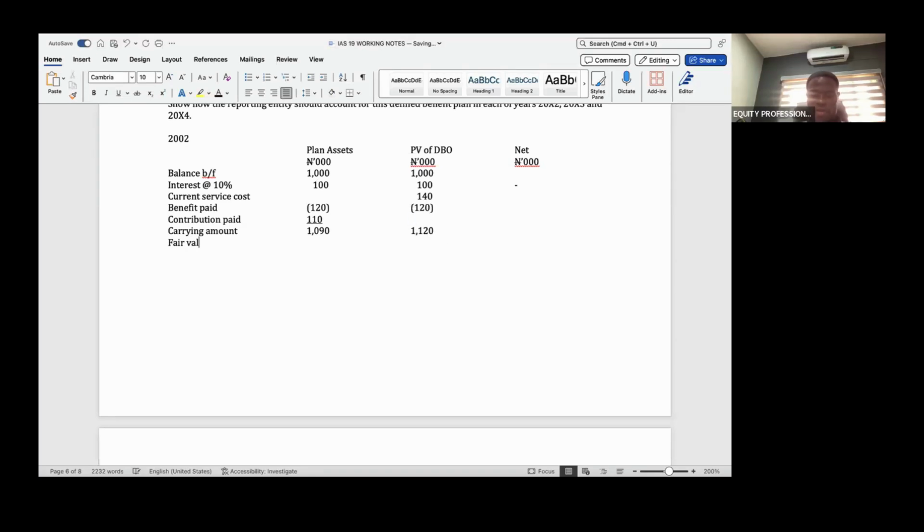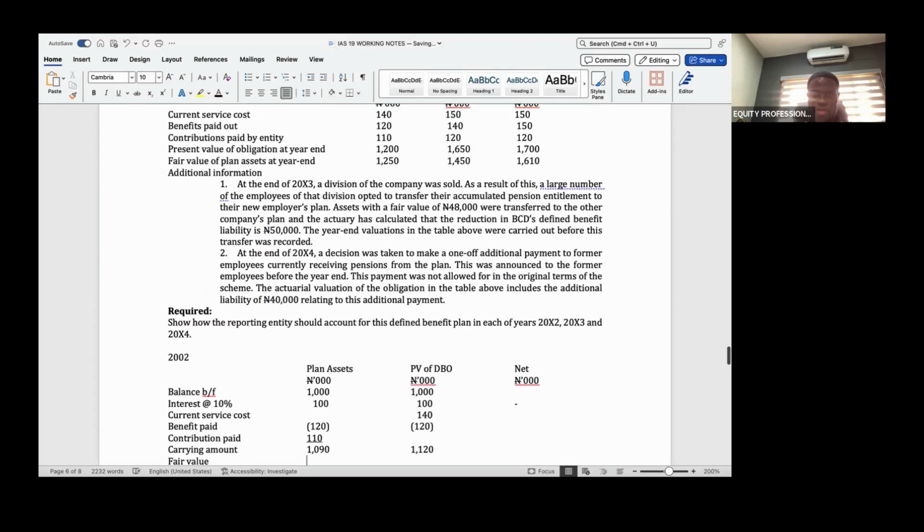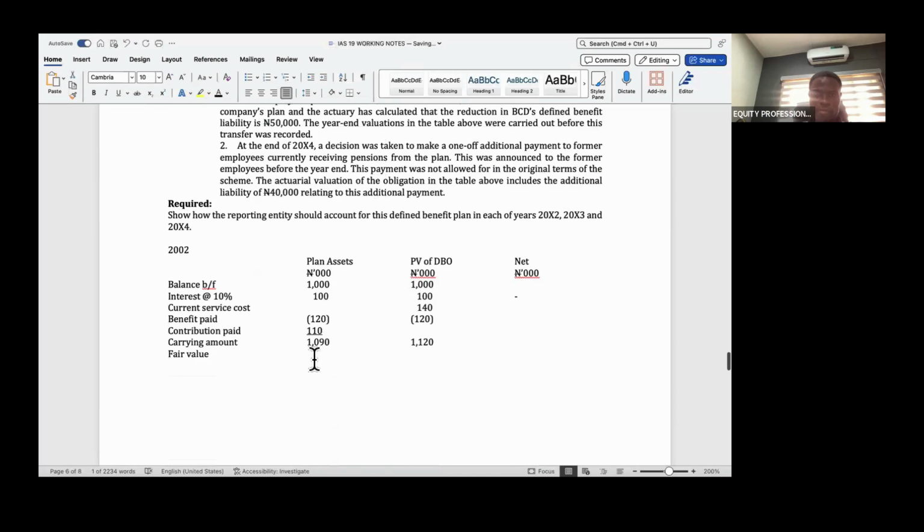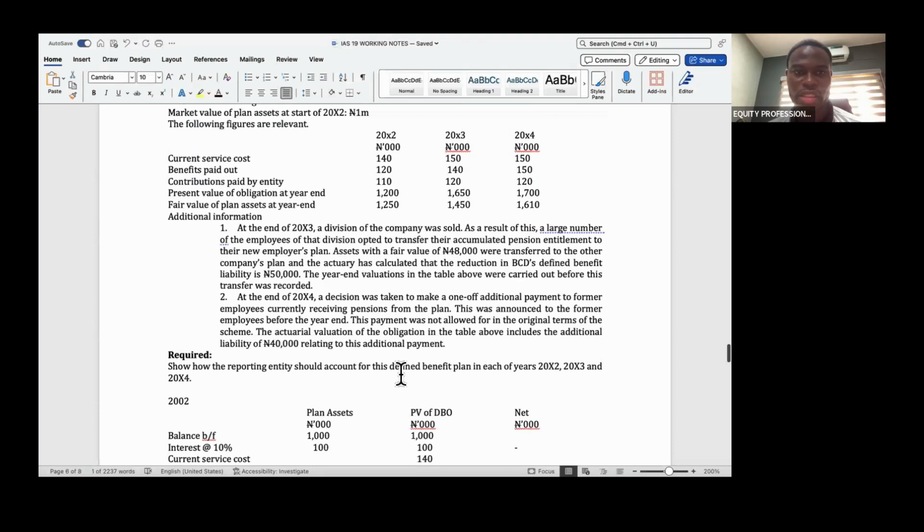The fair values given to us in 20X2: obligation 1,150, assets 1,150. So assets was given 1,150, obligation 1,100. So the difference is how much? 50. And in this case now the asset is higher, so this becomes a surplus or a net defined benefit asset.